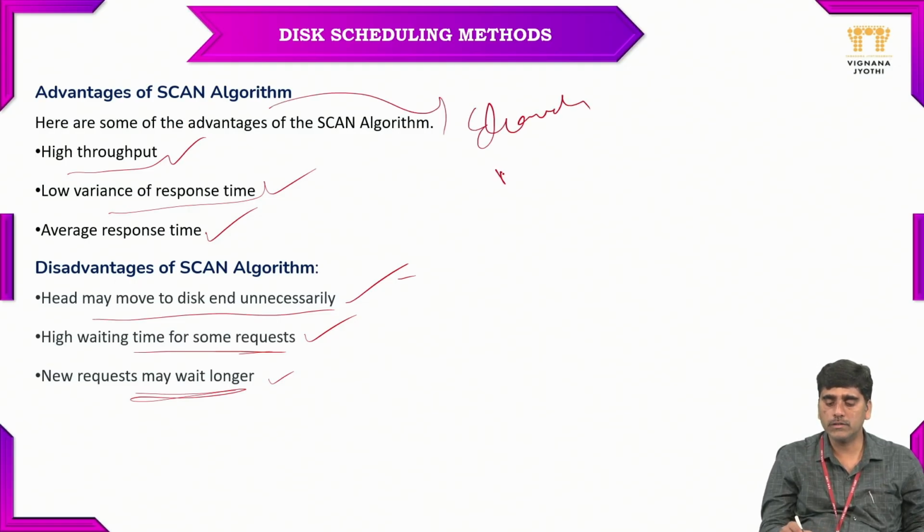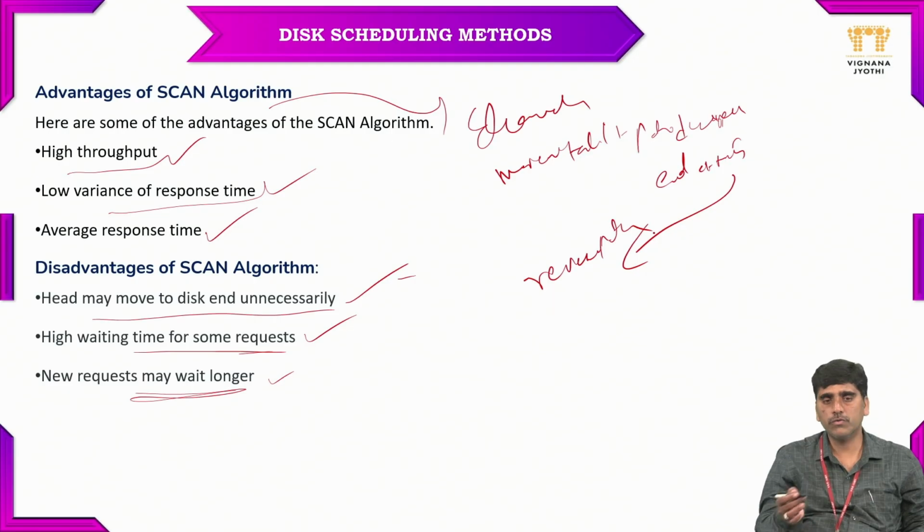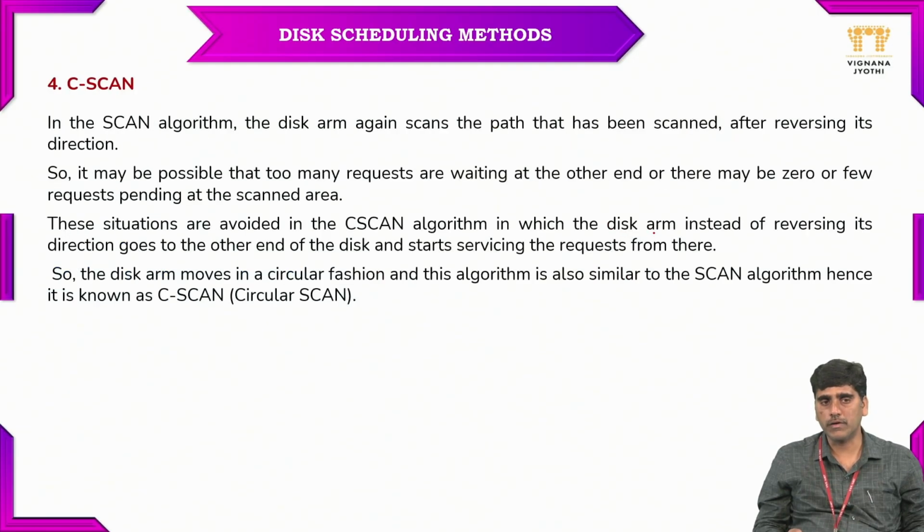All the movements take their path direction to the end of the disk. After reaching the end of the disk, it takes the reverse path direction towards the remaining values.